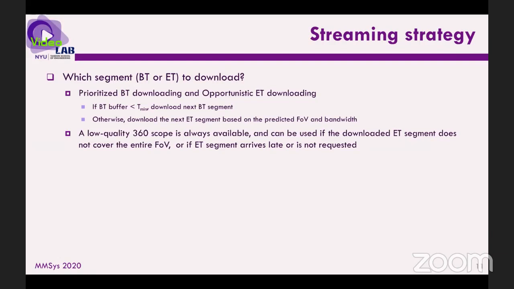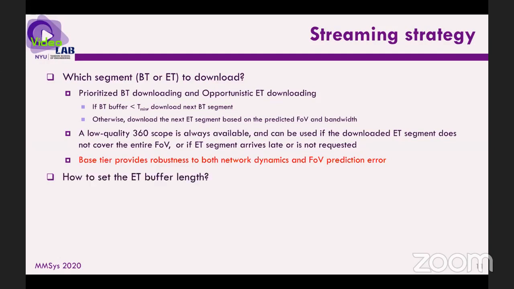This way, a low quality 360 scope is always available and can be used if the downloaded ET segment does not cover the actual entire FOV, or if the ET segment arrives late, or if it's not requested. Thus, the base tier provides robustness to both network dynamics and FOV prediction error.